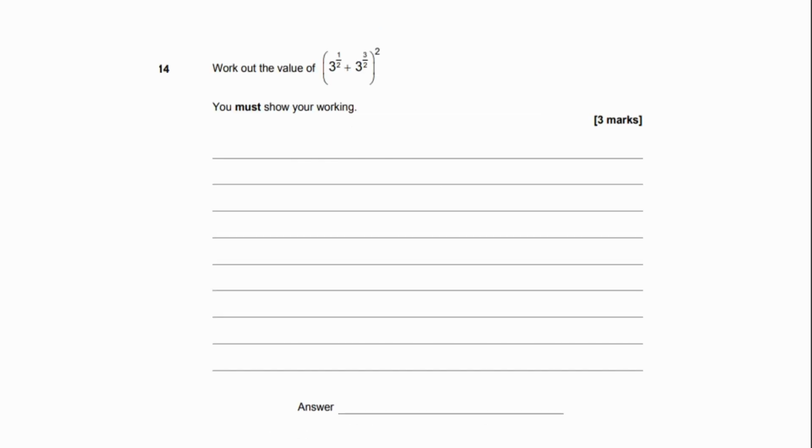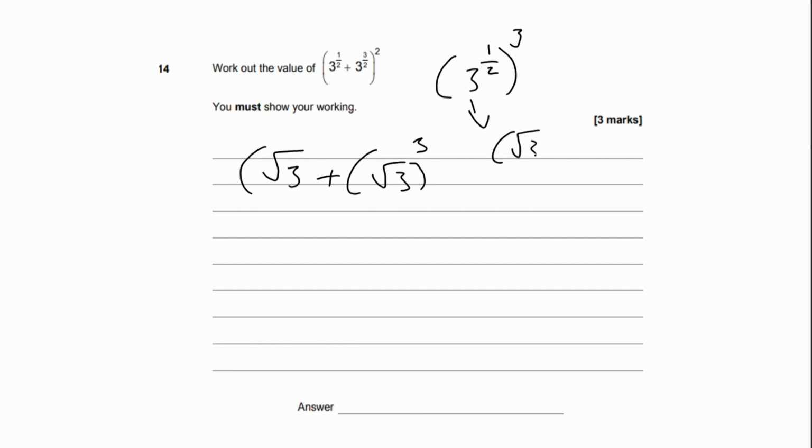Okay, question 14. Also again, very simple. You're going to have square root of 3 plus the square root of 3 cubed. This is because if you have 3 to the 1/2 and you cube that, this is just the same as saying square root of 3. So you put this at the front, you're still going to get the same answer as 3 to the power of 3 over 2.